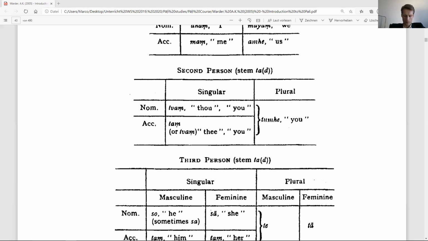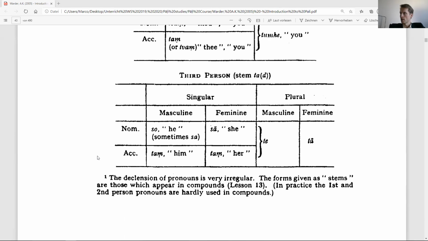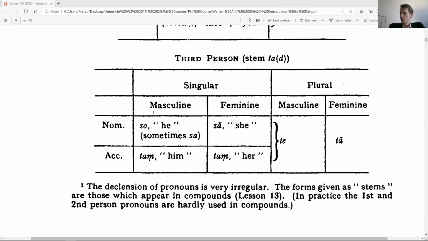So the masculine and feminine demonstrative pronouns are here ta, tat. We have in masculine nominative singular so or sa, and feminine sa, so he or she. And in the accusative, tam and tam for both of them, him or her. And in Bahuvachana in plural, it is te or ta.